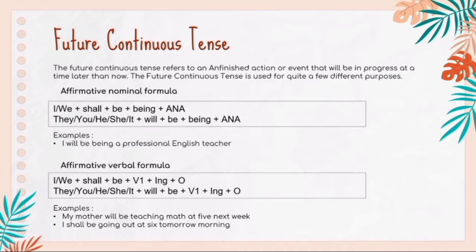Examples: I will be paying a professional English teacher. Affirmative verbal formula: I or we plus shall plus be plus verb 1 plus ing and object. They, you, he, she, it plus will be plus verb 1 plus ing and object. Examples: my mother will be teaching math at 5 next week. I shall be going out at 6 tomorrow morning.